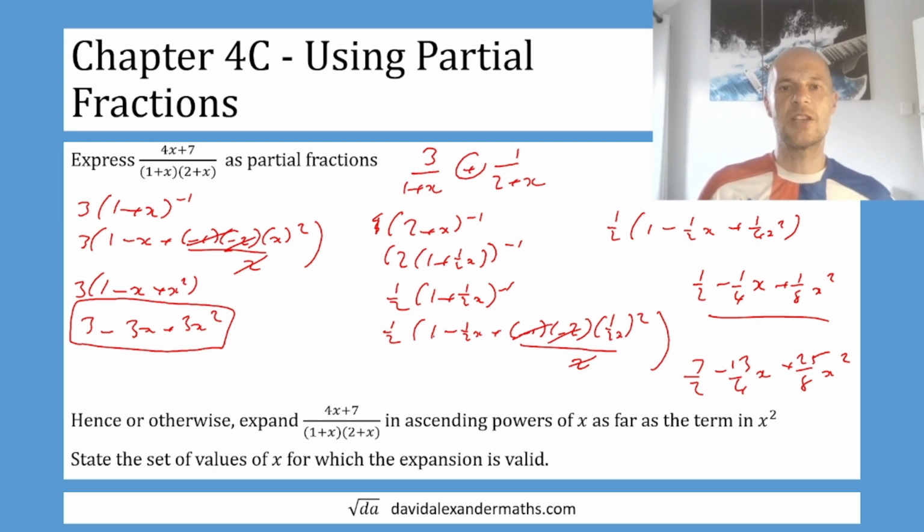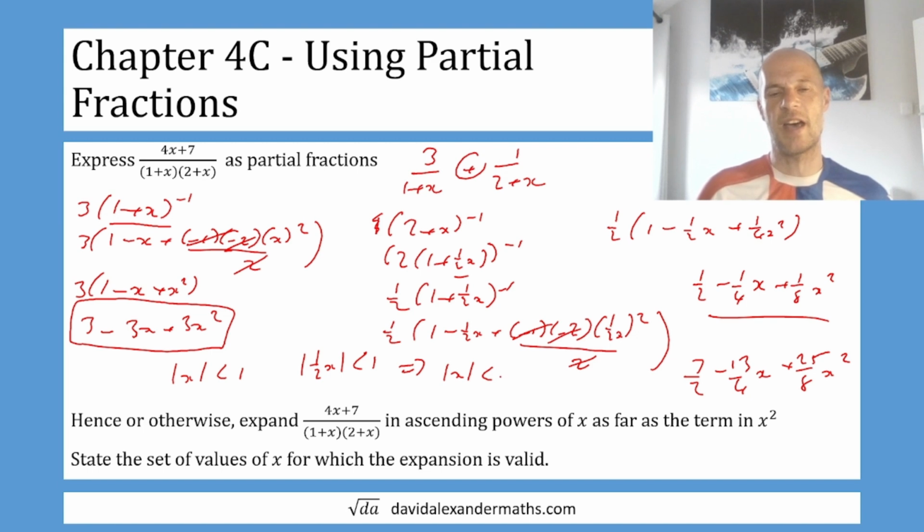Now the values for x for which the expansion is valid, so here the binomial expansion is on the (1 + x) to the -1, so here the modulus of x must be less than 1, and here it's a half x, so the modulus of a half x must be less than 1, so therefore the modulus of x must be less than 2. So we'll go with the more conservative one here, which is the modulus of x must be less than 1.